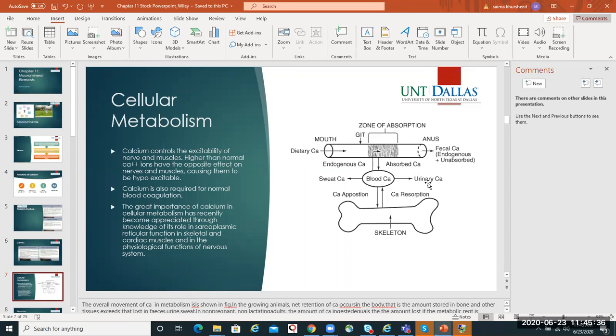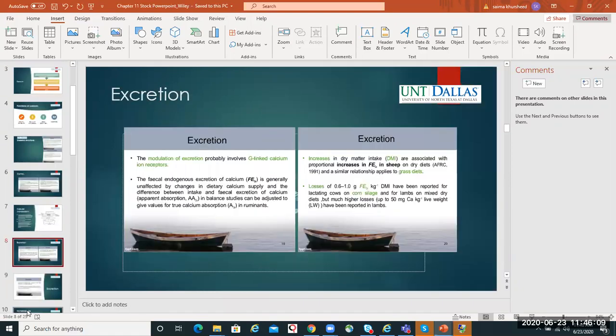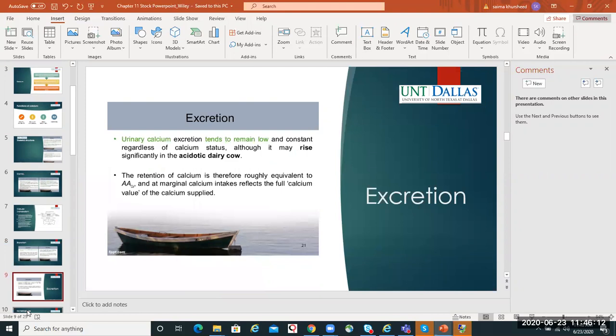Loss of calcium in sweat is of only minor significance in most cases, but in humans, horses, and other species in which sweating is prominent, large amounts of calcium can be lost by this route. The sweat loss of more than 1 gram of calcium per day occurs in adult men doing heavy physical work at high environmental temperatures. Sweat losses sometimes equal or may exceed the fecal and urinary losses in these men. So urinary excretion tends to remain low and constant regardless of calcium status, although it may rise significantly in the acidotic dairy cow.